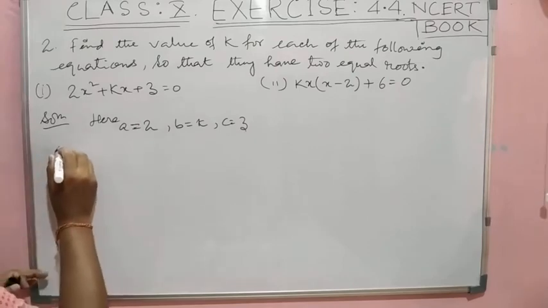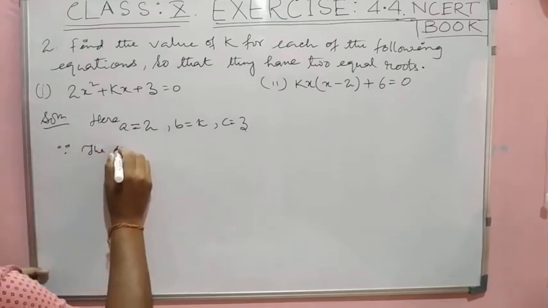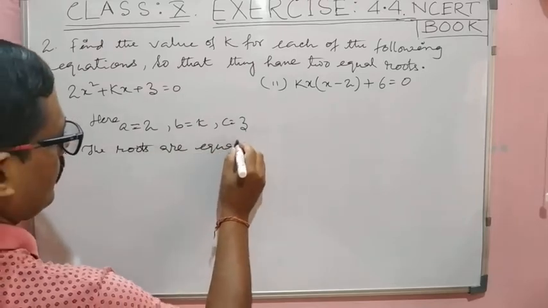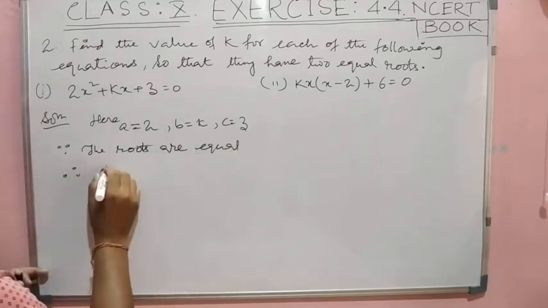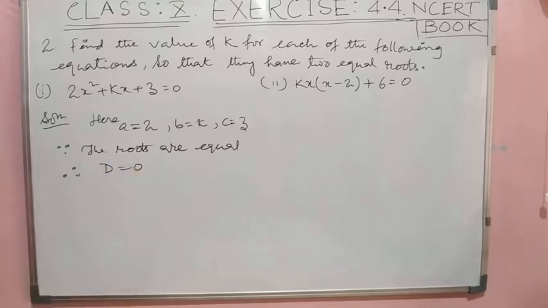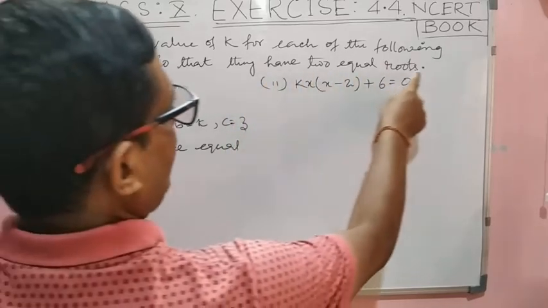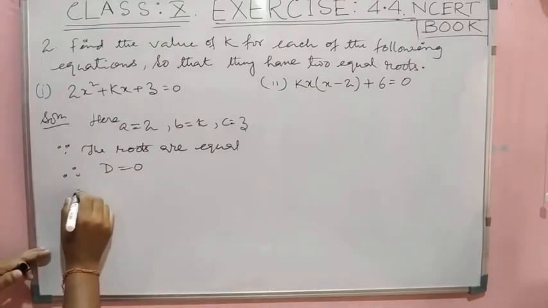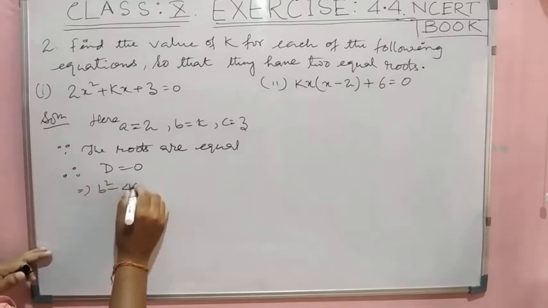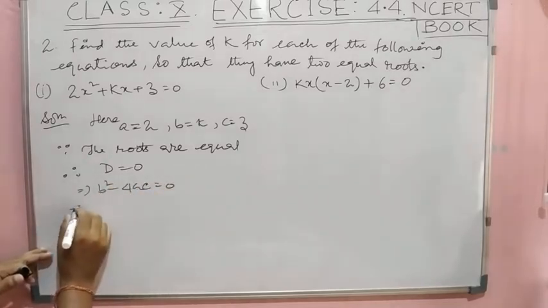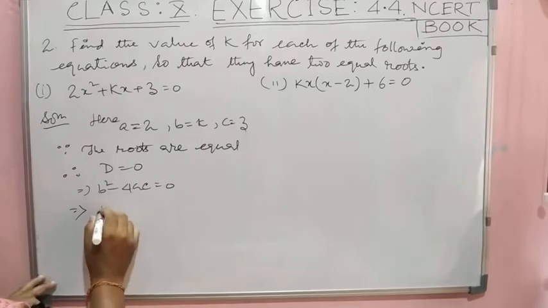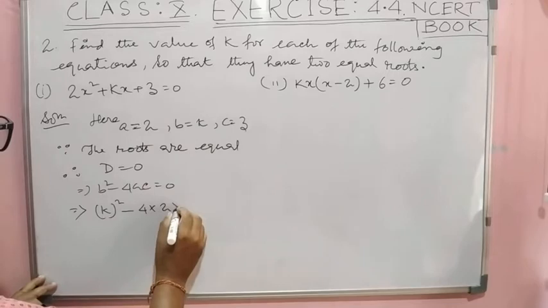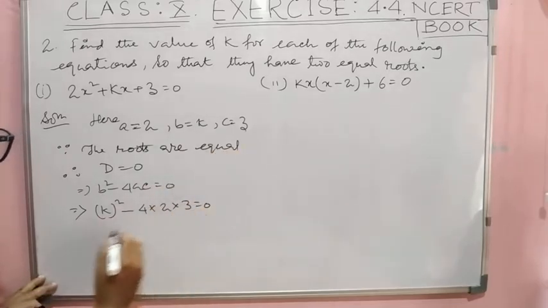Since the roots are equal, therefore D equal to 0. D means discriminant, so that is b square minus 4ac equal to 0. Now b means k square, a means 2, c means 3, equal to 0.